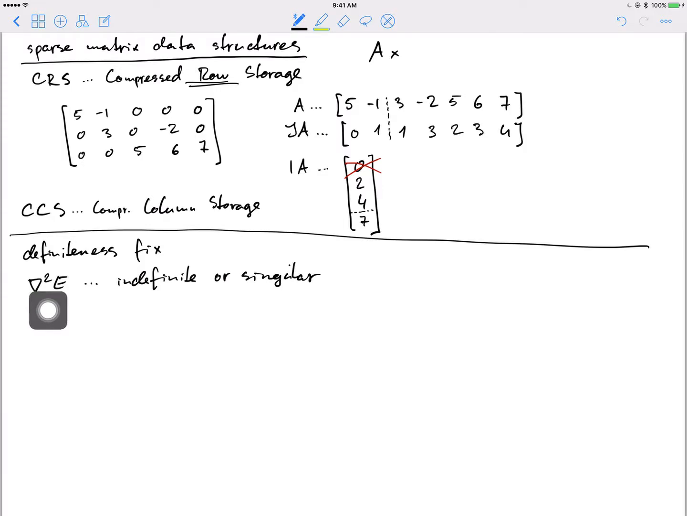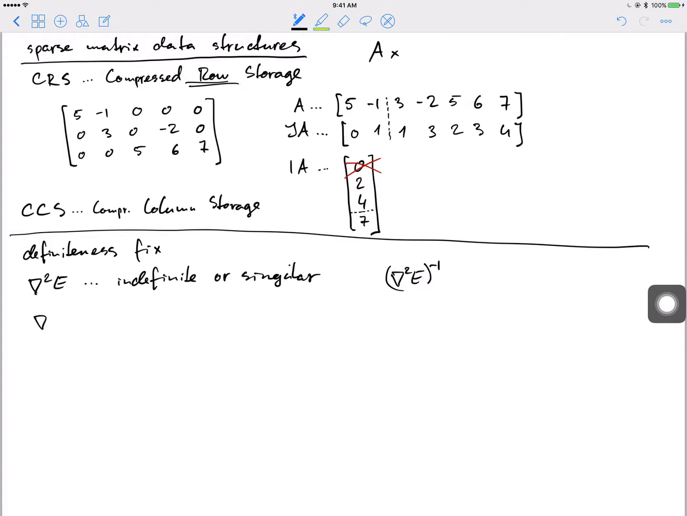If it's singular, you cannot even compute the inverse. That just doesn't exist for a singular matrix. If it's indefinite, you actually can compute it, but you don't get a descent direction. You get an ascent direction, or you can get an ascent direction. So that's even worse: your code will happily run, but it will actually do the wrong thing. And we talked about this, right?